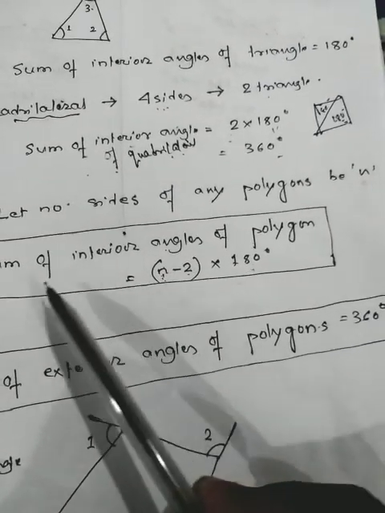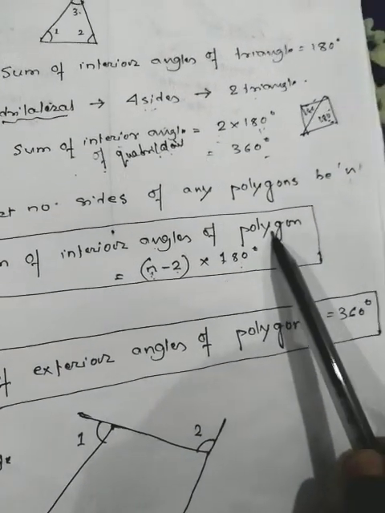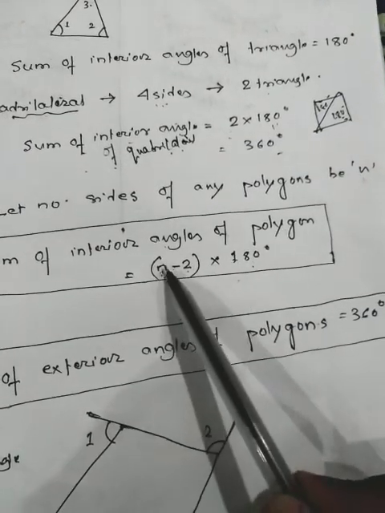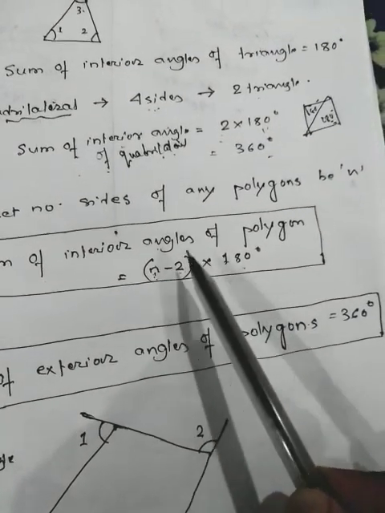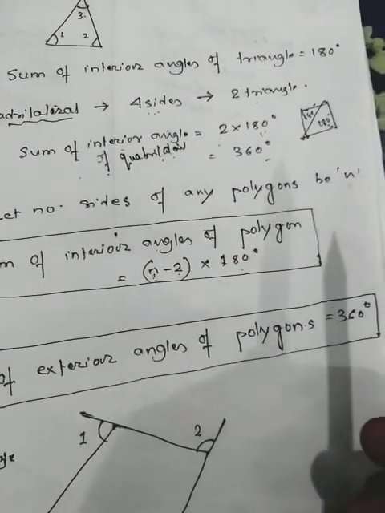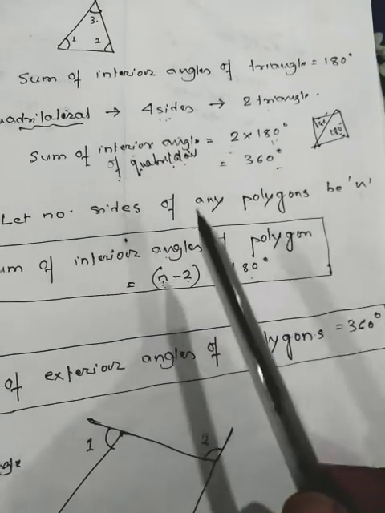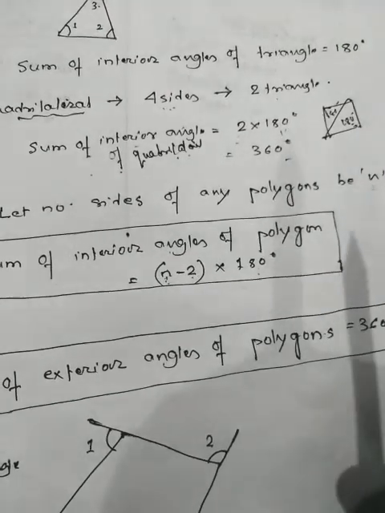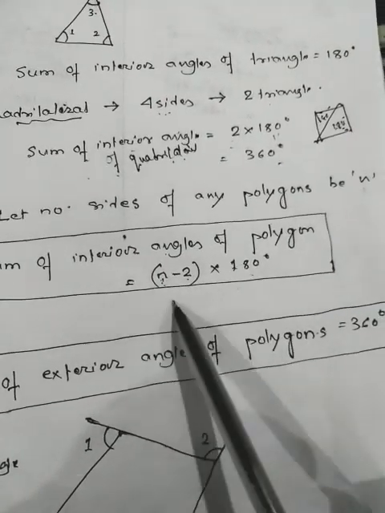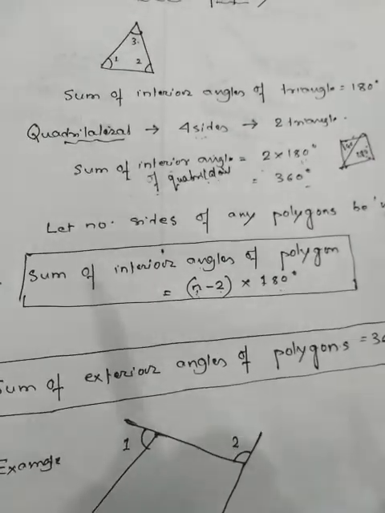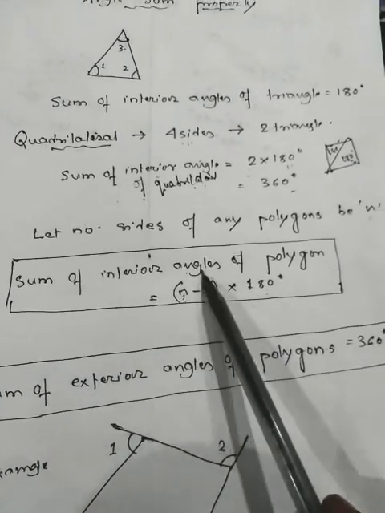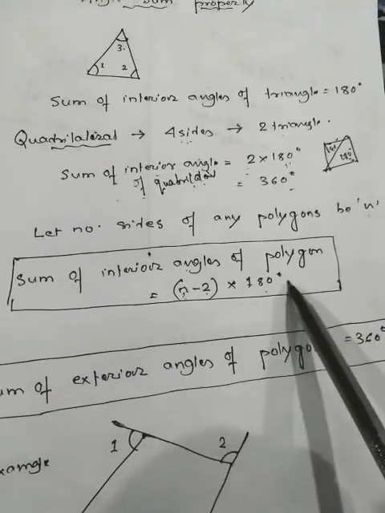Suppose the sum of interior angles of a nonagon. A nonagon is what? A 9-sided figure. So 9 minus 2. Why minus 2? Because of the number of triangles. So 9 minus 2 would be what? 7. So a nonagon was supposed to carry how many triangles? 7 triangles. So 7 into 180 degrees, we'll get it. In this way, we'll get the answer. So you can get the sum of interior angles of any polygon with this particular formula.